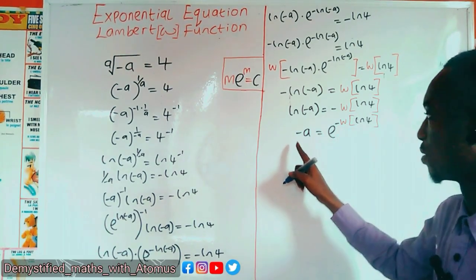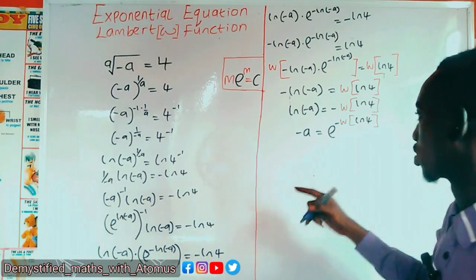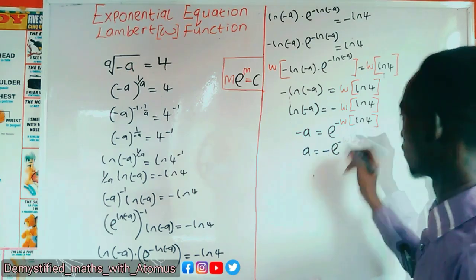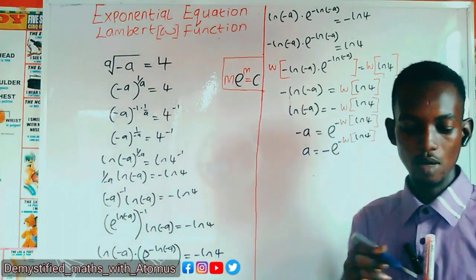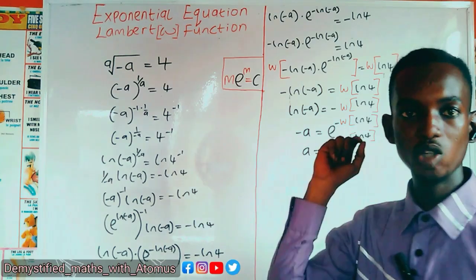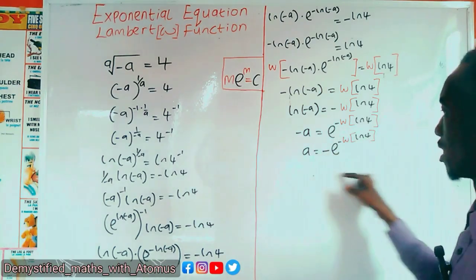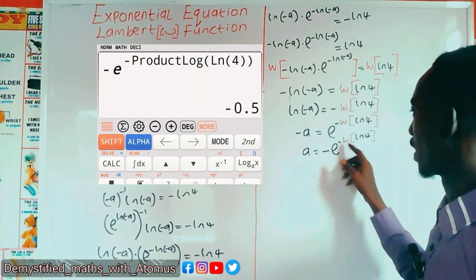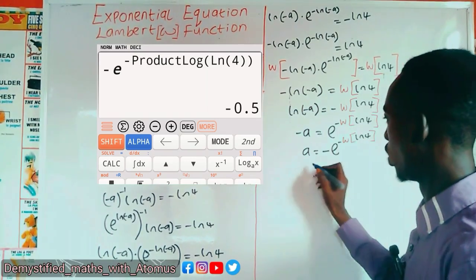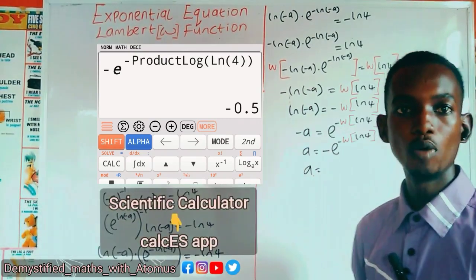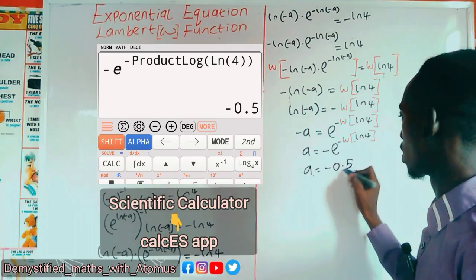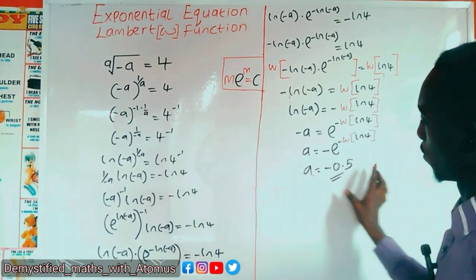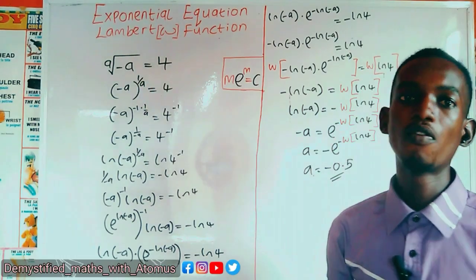Now the last thing to do is multiply both sides by -1 to eliminate this minus. When we do that, we have a equals negative e raised to power negative Lambert function of ln 4. Now this is our final answer. To get a specific value of this, we're going to input this directly in our calculator. I'll show that on the screen, and negative e raised to power negative Lambert function of ln 4 is going to give us negative 0.5. That's our final answer. a equals negative 0.5. If you plug this in, we are going to get 4 exactly.